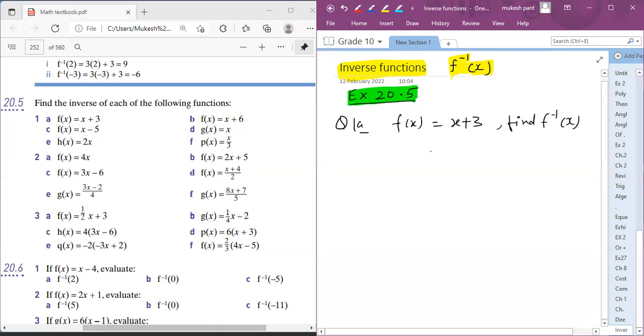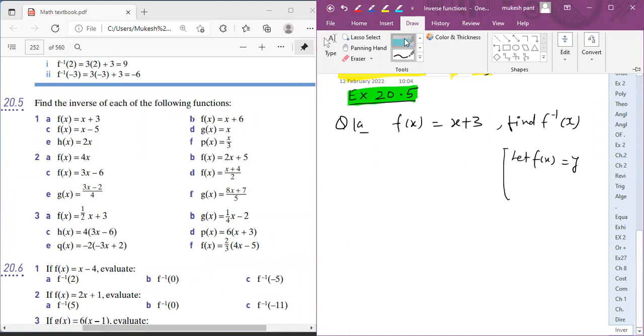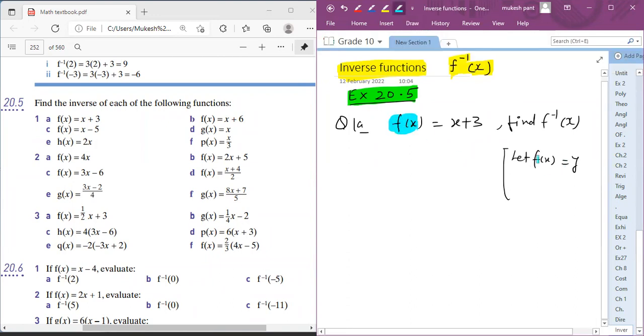Find f inverse x. Correct? f(x) equals x plus 3. Find f inverse x. So very simple. What you have to do is, I'm writing here, let f(x) equals y. You have to replace f(x) by y. Understanding? Only one thing you have to do: wherever there is f(x), you write y.